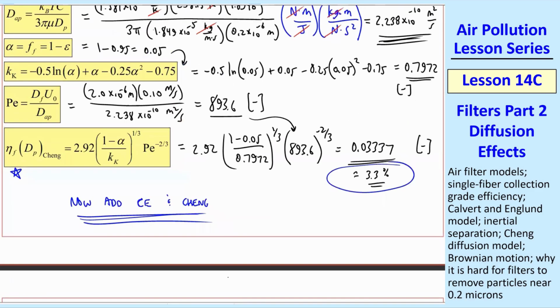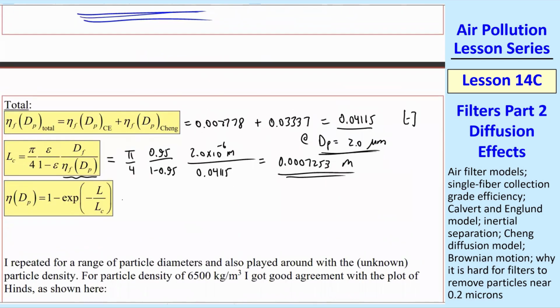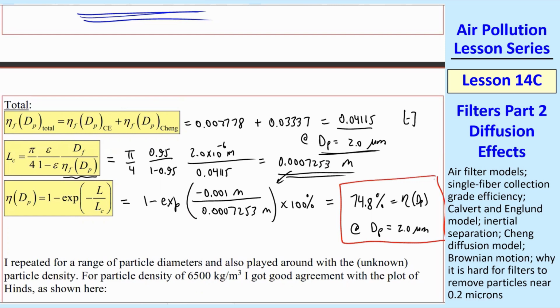In fact, this filter, as you recall, was very thin. It's only 1 millimeter in thickness or length. So finally we plug that in, 1 minus exp negative L, which is 0.001 meters, and then our LC we just calculated. And I'm going to put my times 100% here to get my final answer. I get 74.8% at this particular particle diameter of 2 microns.